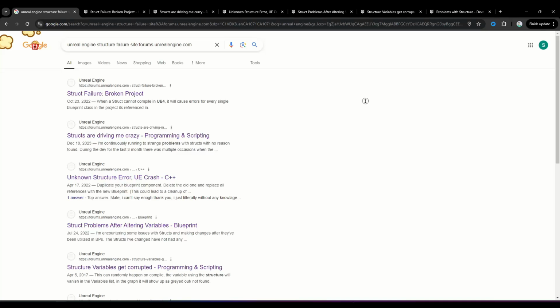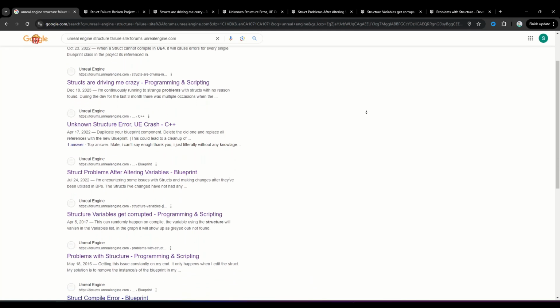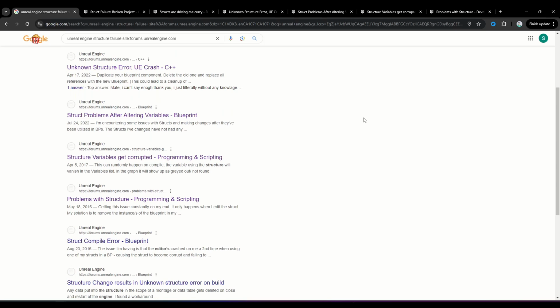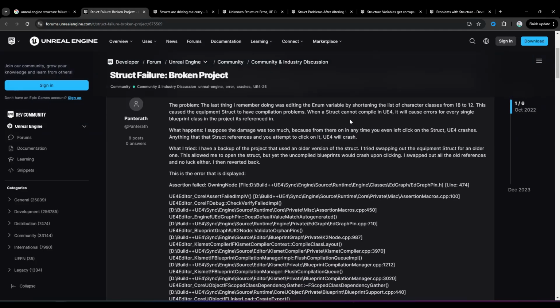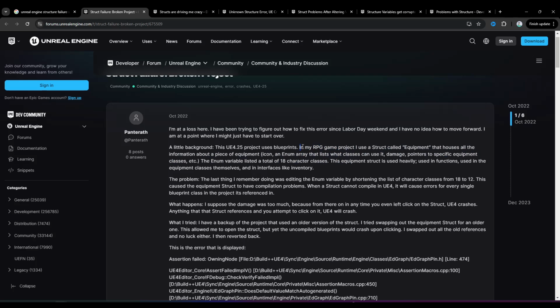Unreal Engine structures are notoriously broken. There are countless examples of people complaining about this very problem. In my RPG game project, I use a struct called equipment that houses all the information about the piece of equipment. So similar to me, my provision structure.